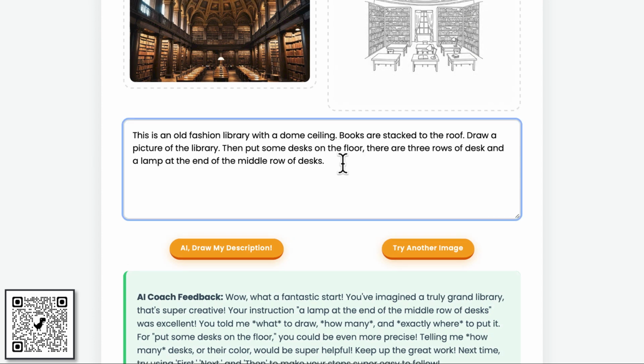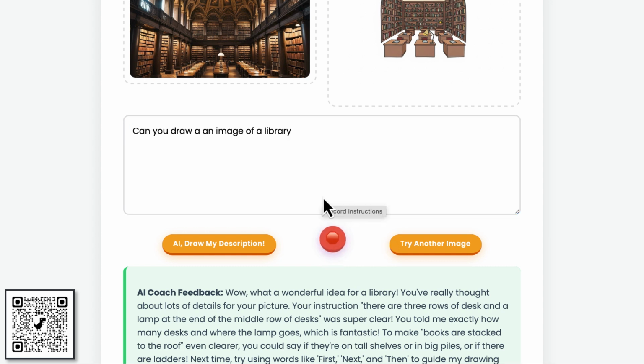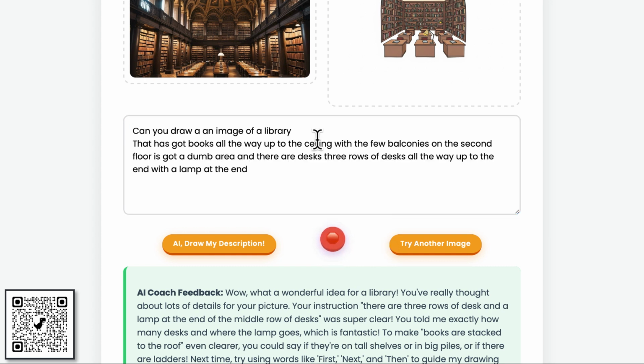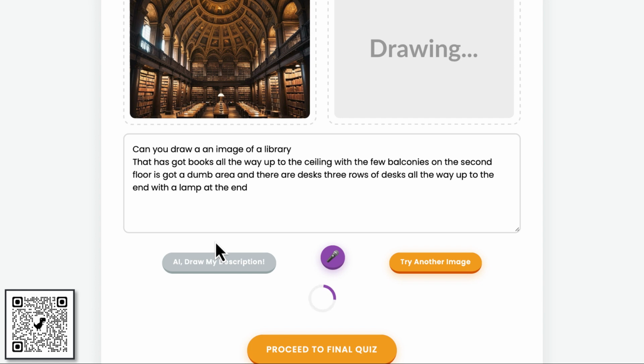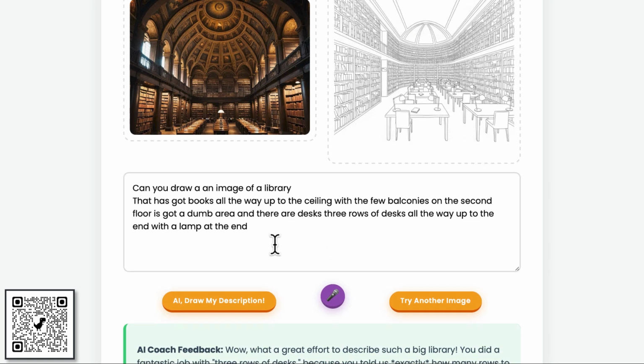Precisely. And we've added an amazing feature for PYP language students, a microphone button. This allows students to speak their instructions instead of typing them, which is perfect for practicing oral language skills. The AI then draws from the voice input and provides instant feedback on the clarity and precision of their spoken language. That is game-changing for language acquisition.